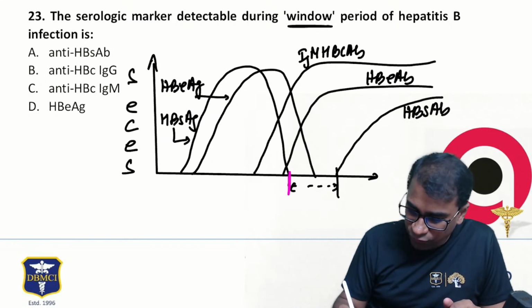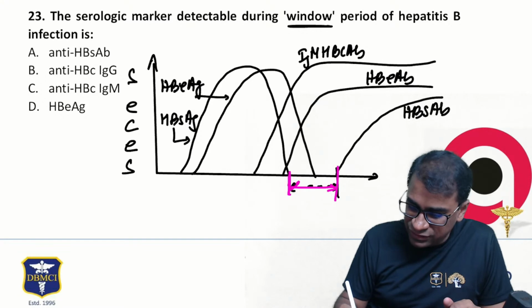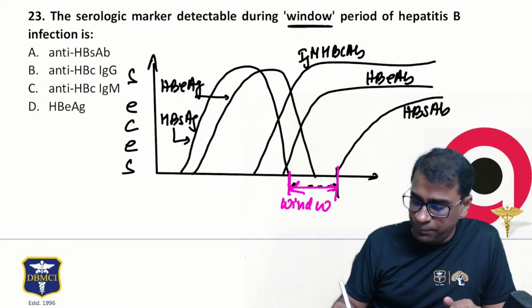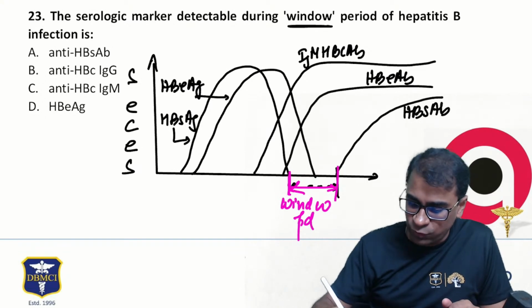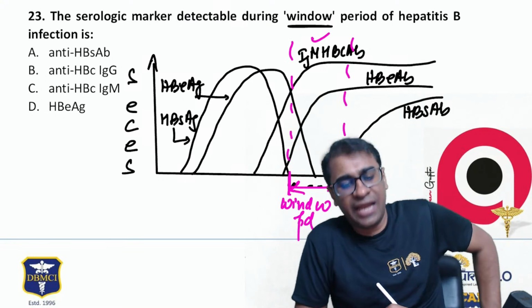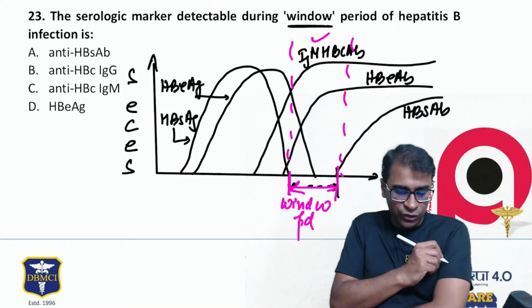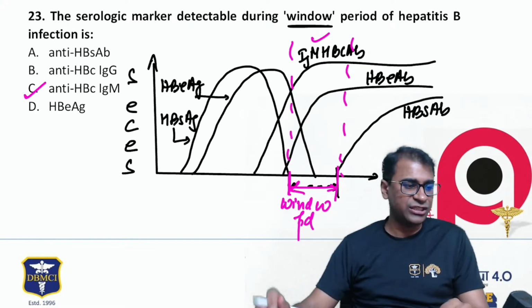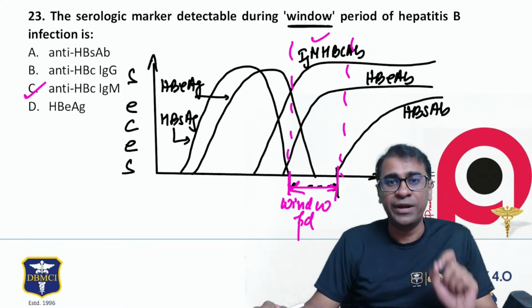This period of the disappearance of the S antigen and the appearance of the S antibody is called the window period. So what is positive in the window period? See for yourself, it tells you itself. The answer is IgM HBc antibody is positive in the window period. So the answer is anti-HBc IgM type. That's the right answer for the window period.